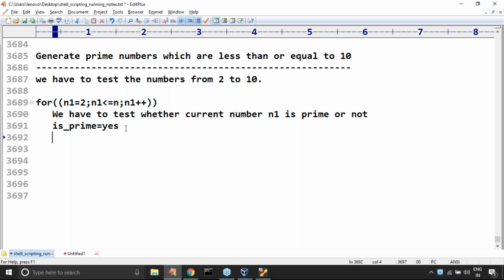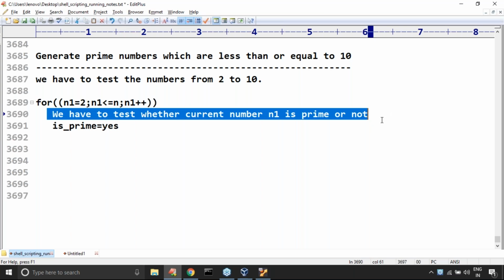Next, have you observed? I have to test which number is prime. What is the current number? Current number is represented by which variable? Respond. Current number is represented by which variable? n1.